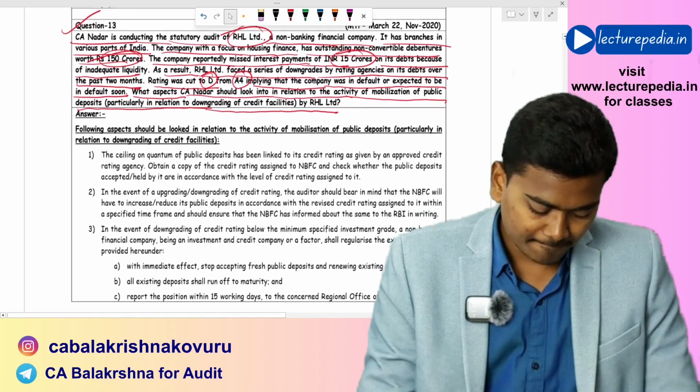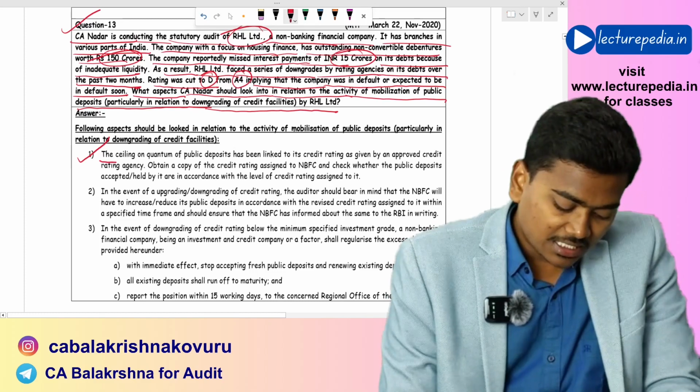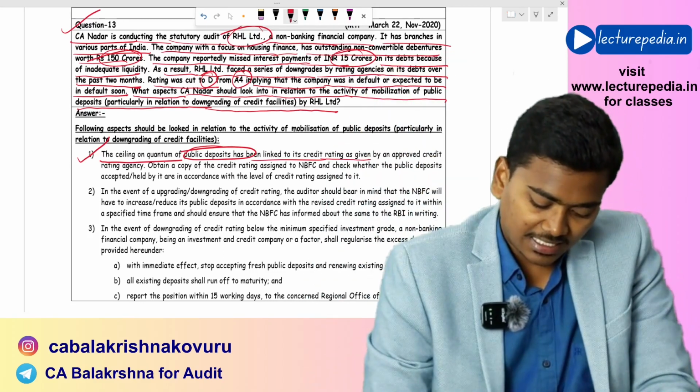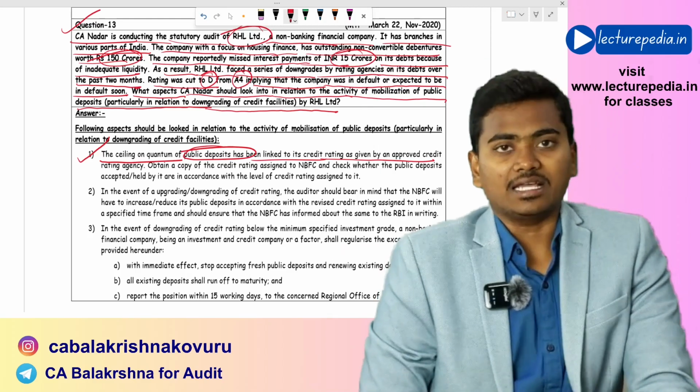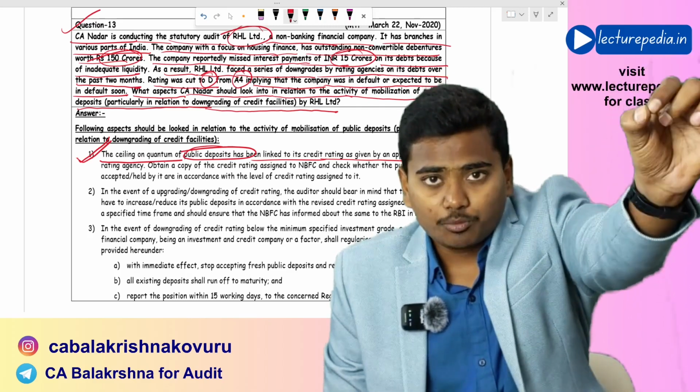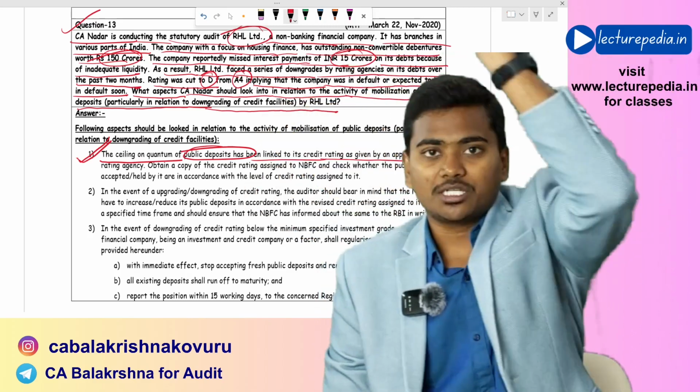Let us see. First of all, you need to say that the ceiling on the quantum of public deposits has been linked to its credit rating as given by approved credit rating agencies. This point you need to communicate, that the deposits that it can accept are linked to the respective credit rating.